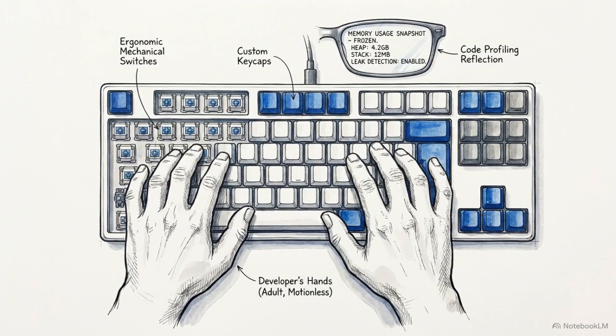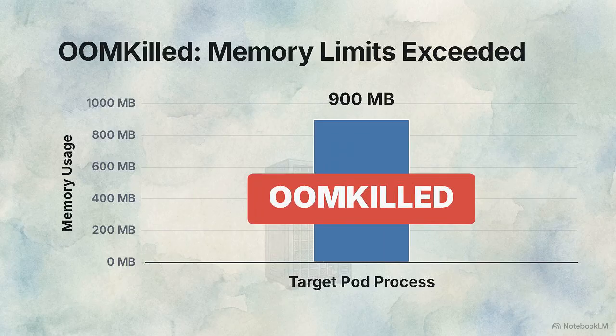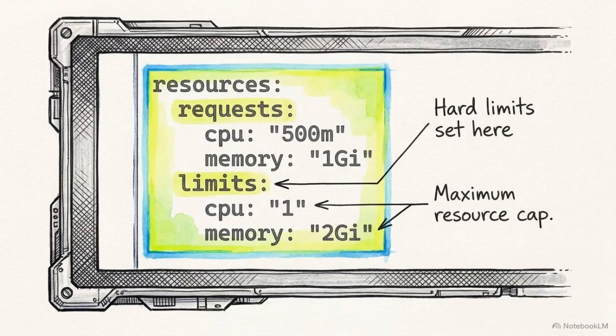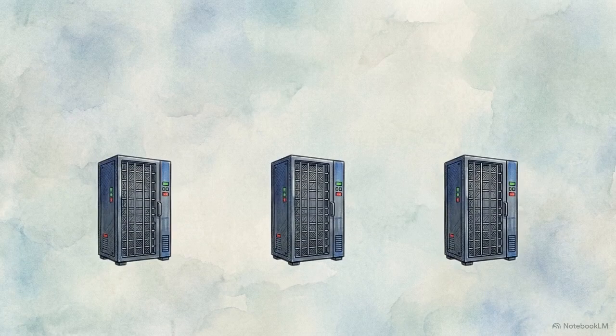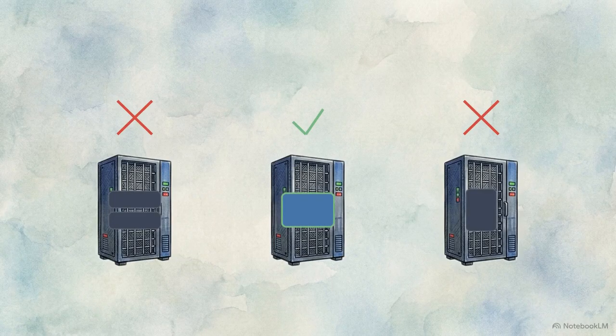Before assigning resources to these pools, you have to profile your applications. Failing to understand base memory usage before setting limits is the most common cause of out-of-memory killed pods. Look at this YAML snippet. Every pod must explicitly define CPU and memory requests and limits right here. Without these exact boundaries, the Kubernetes scheduler cannot make intelligent node placement decisions.